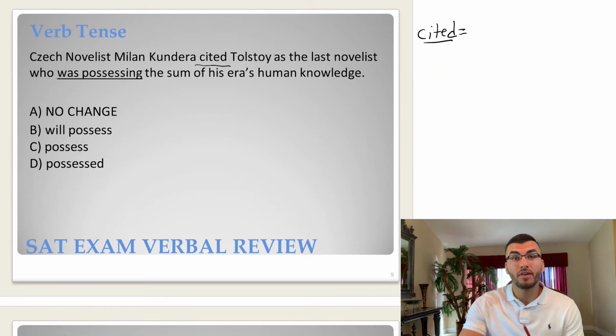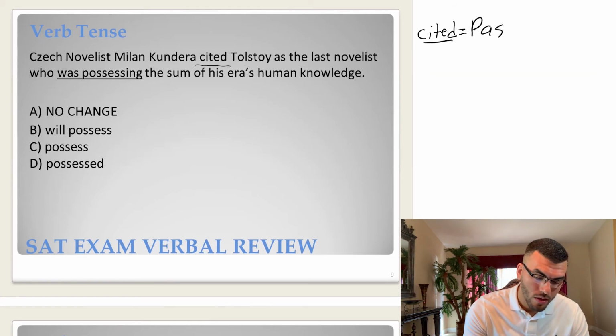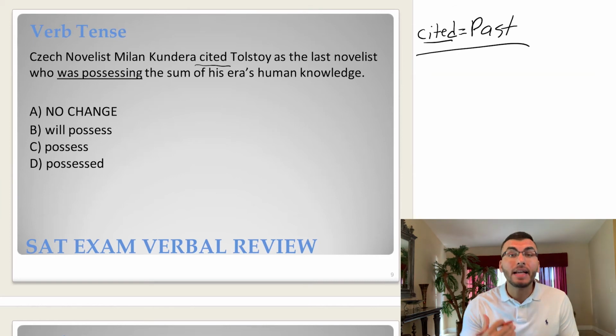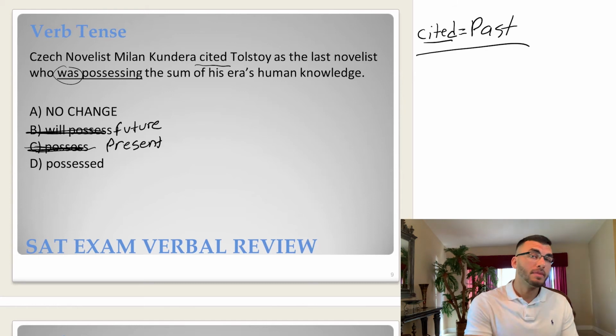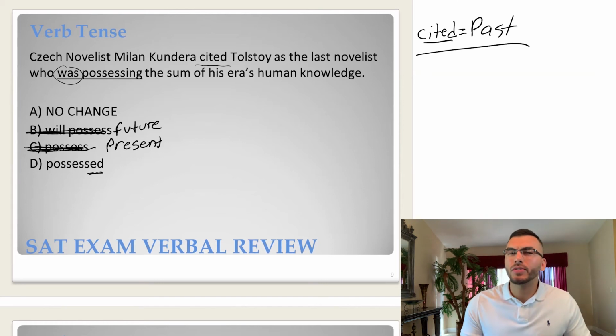Is cited past tense, present tense, or future tense? It's past tense. So our underlined verb needs to also reflect past tense. This sentence is referring to the past. So we can get rid of be, because be is future tense, it will possess. We can get rid of see because that's present tense. Now we're between A and D. Was, that's something that happened in the past, and possessed, that's also something that happened in the past. So what do you think the correct answer is and why?